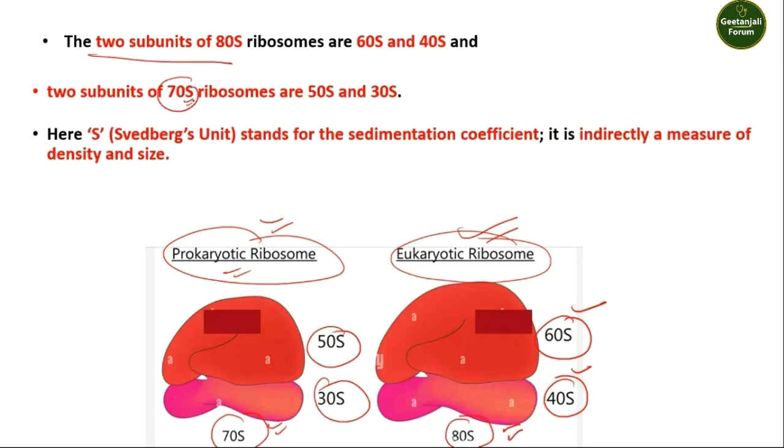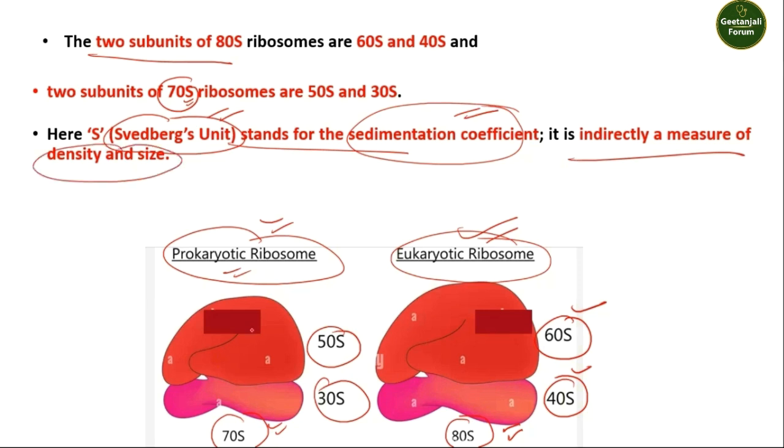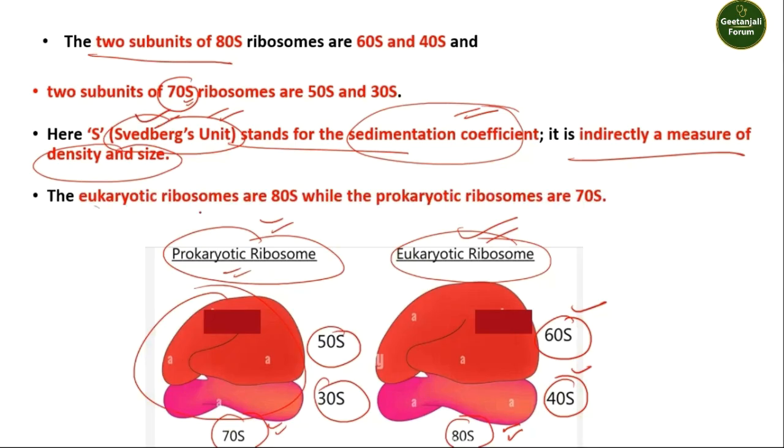The letter S, which we are using here, is Svedberg unit, and this Svedberg unit stands for sedimentation coefficient. It is indirectly a measure of density and size. It means the size and density of ribosome is called Svedberg's unit, and we denote it with S. So eukaryotic ribosomes are 80S and prokaryotic ribosomes are 70S.